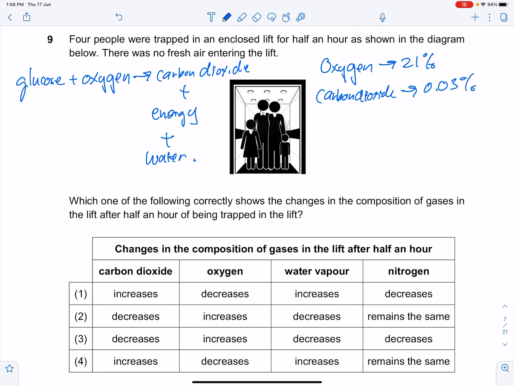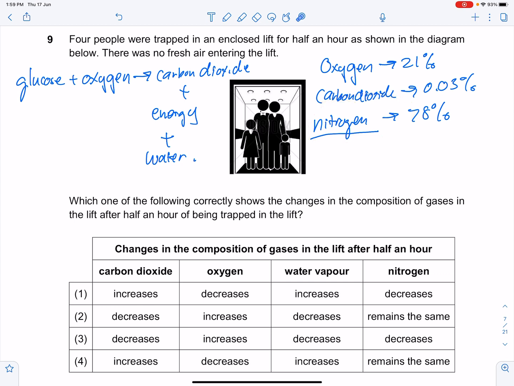Then you have nitrogen, which is about 78%. The remaining gases, which in total together with carbon dioxide is about 1%, are your other gases such as argon, neon, helium, and hydrogen. We don't really talk about these. Now, the key thing is your body does not use nitrogen at all for anything.